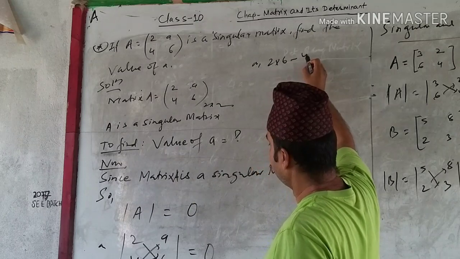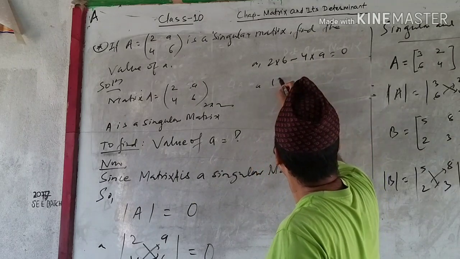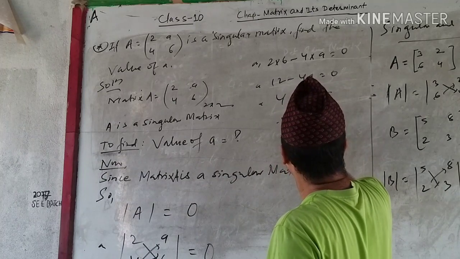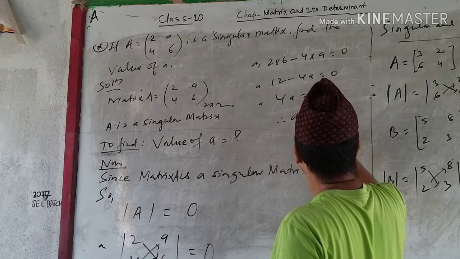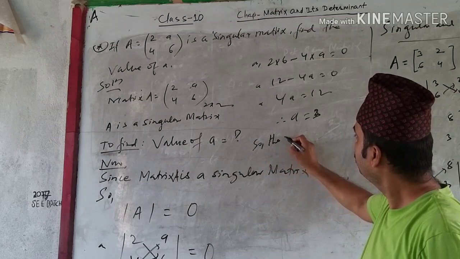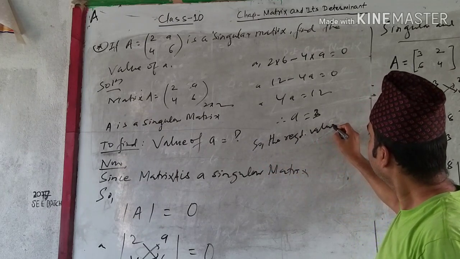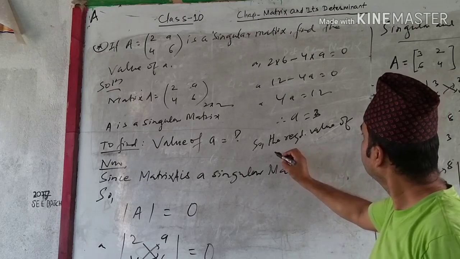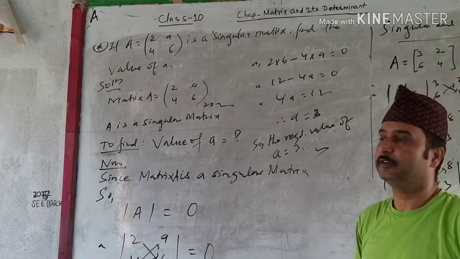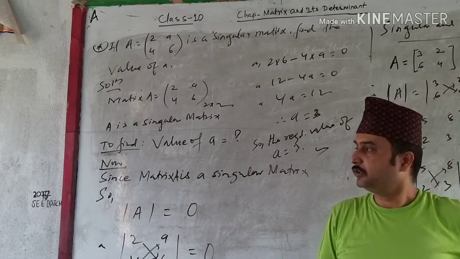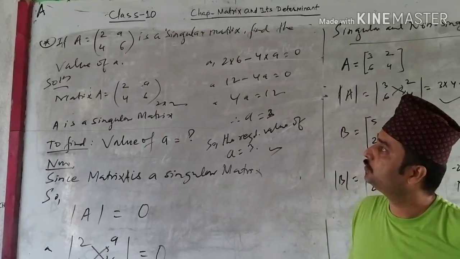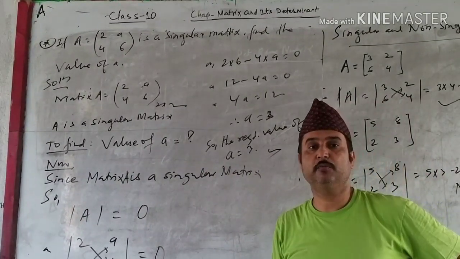So 2A into 6 minus 4 into A equals 0. So the required value of A is found. In this way you solve the problems. Tomorrow also we will continue our video on the same topic. So you do problems from your book. Thank you.